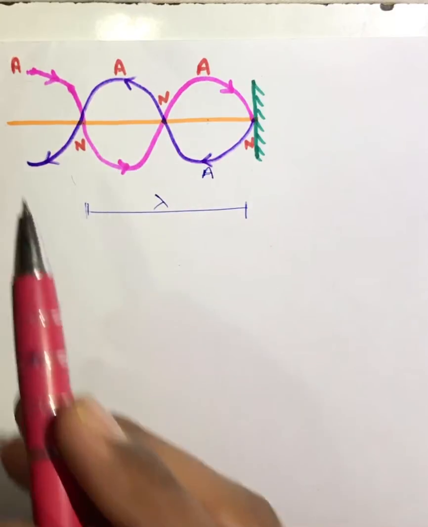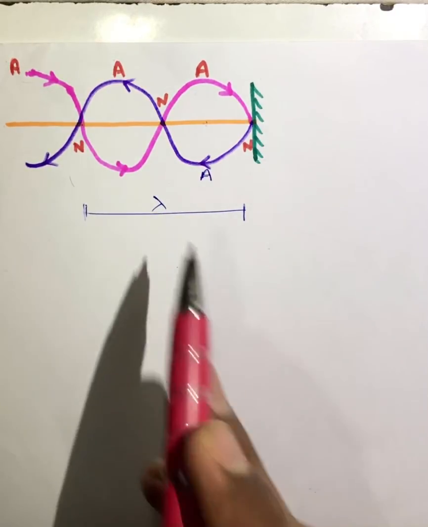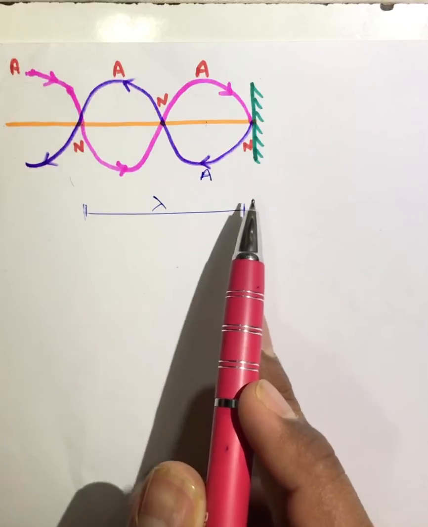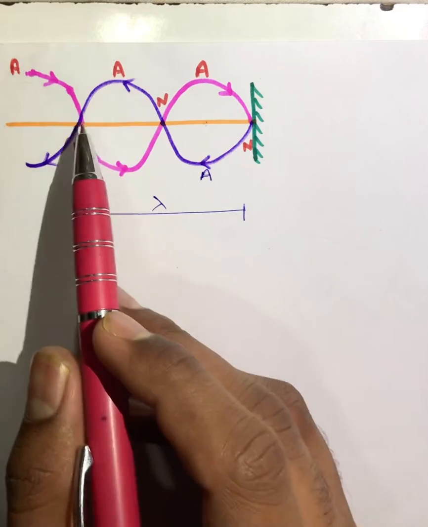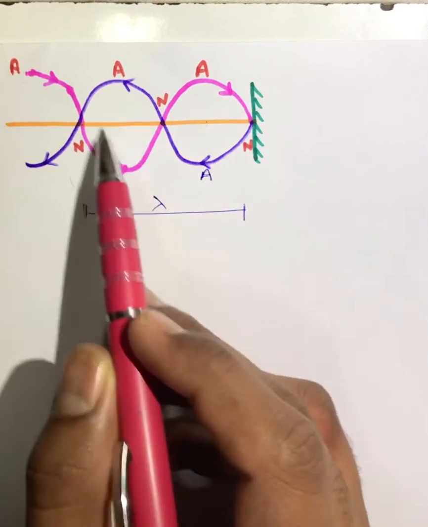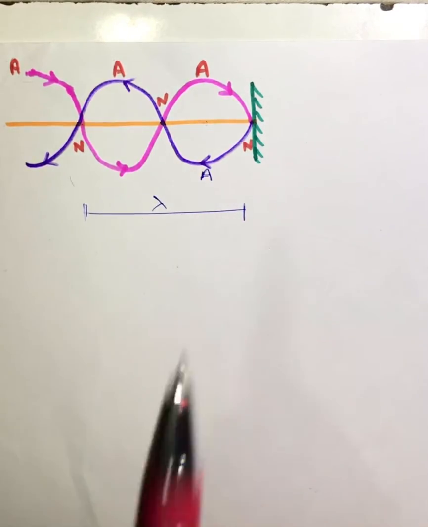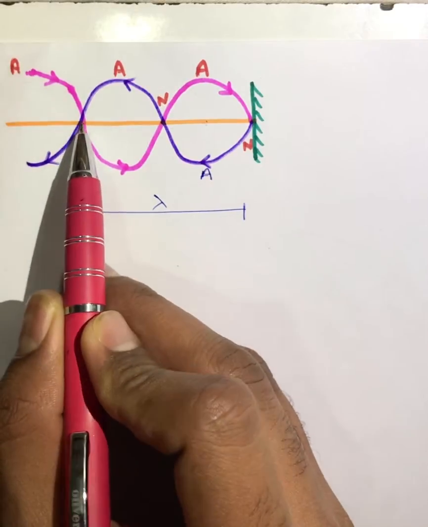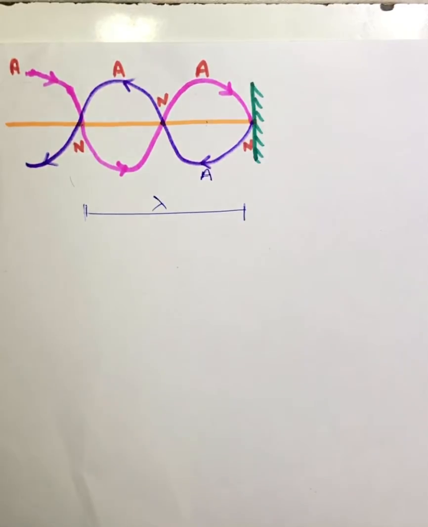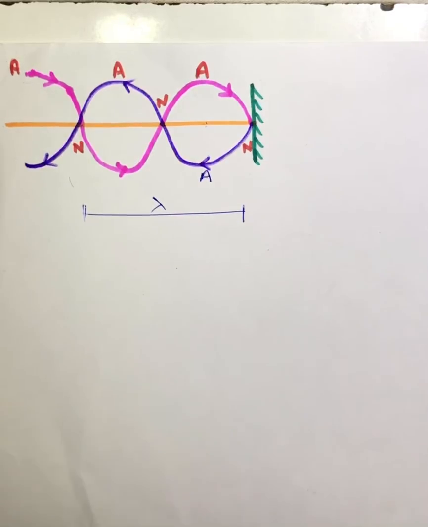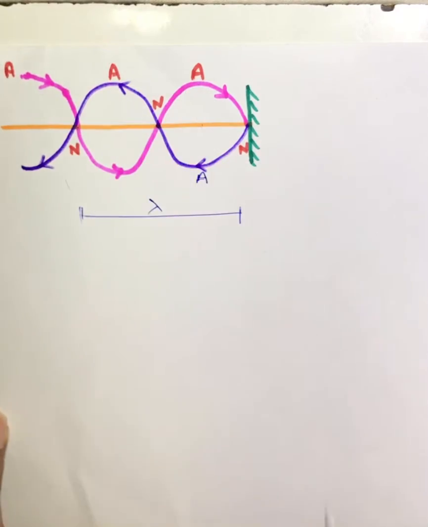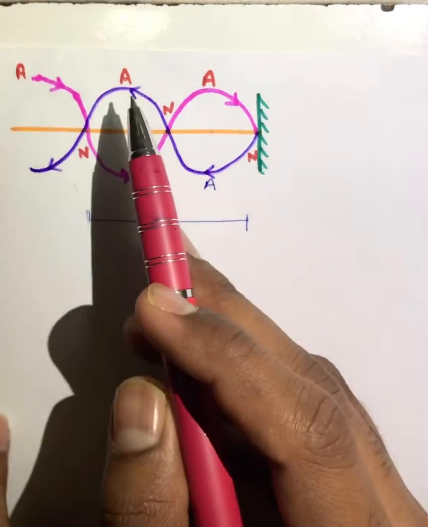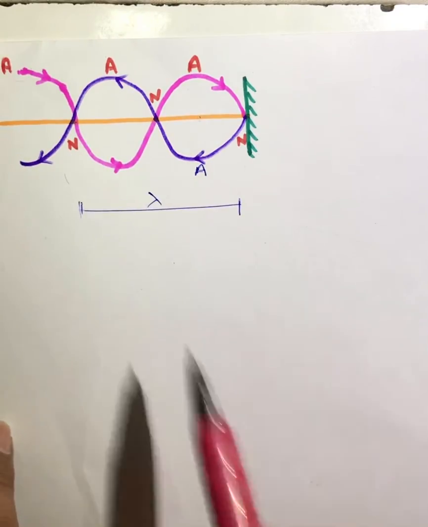The combination of the wave which is traveling towards the wall and the other wave which is traveling away from the wall gives rise to the stationary wave. These two loops which we can see over here form one stationary wave. Starting from this point to another point, one stationary wave is formed, and the wavelength of this stationary wave is given by lambda. Over here you can see that I have written A and N. A signifies antinode and N signifies node.